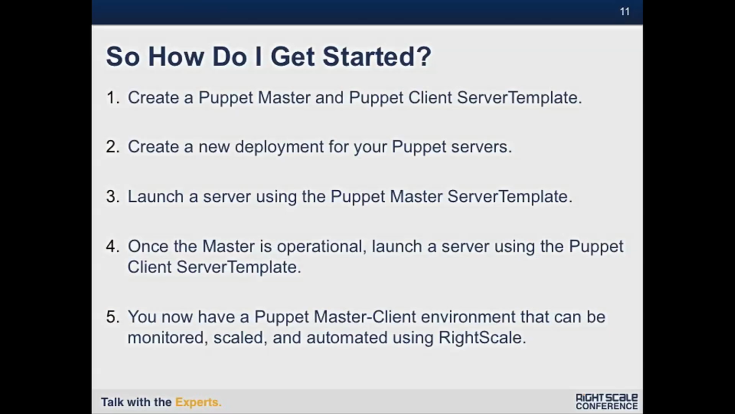The ability for you, of course, to go out today with the RightScale platform and create a Puppet master and a Puppet client server template. Get your deployment going, create that deployment, launch it. Once your master is set, launch your server using the Puppet client server template. And then, of course, you've got your Puppet master and client environment now running to be monitored and scaled as a result. Continuous deployment and the ability to manage it with Puppet.